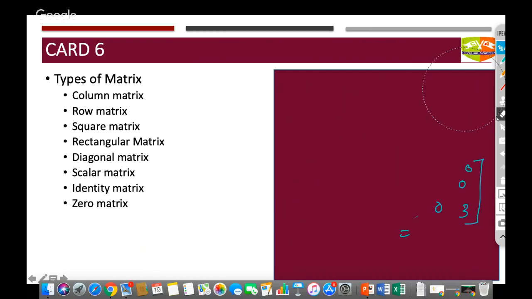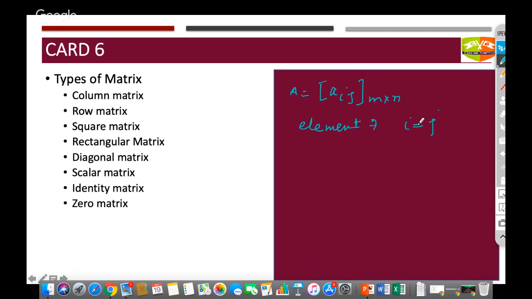Now if you have to represent a scalar matrix in general terms, you see here how I am doing it. Any matrix is represented by Aij, m into n. So I'll write element Aij, where i is equal to j, elements are equal, and where i is not equal to j, Aij would be equal to 0. So that is how you have to write this.